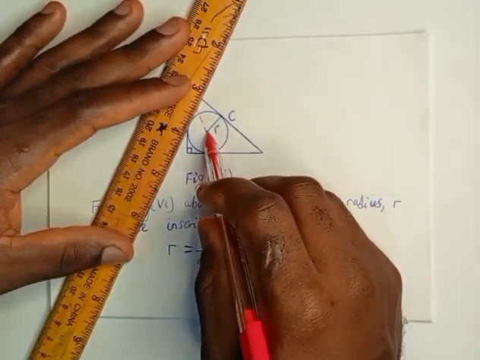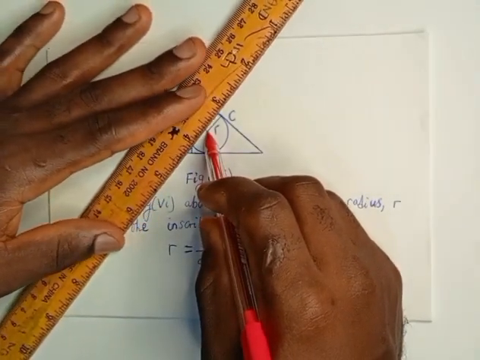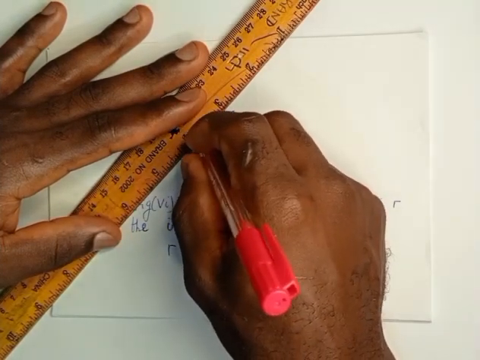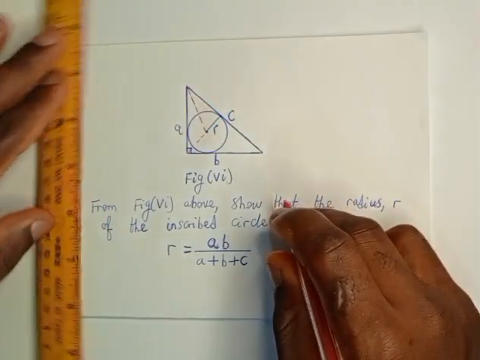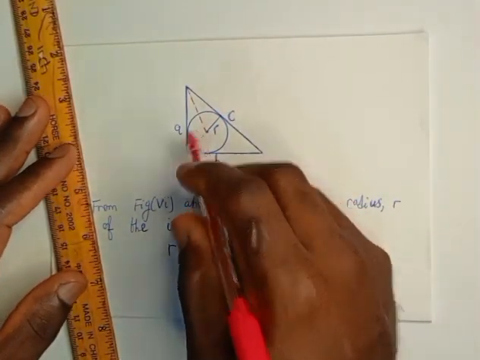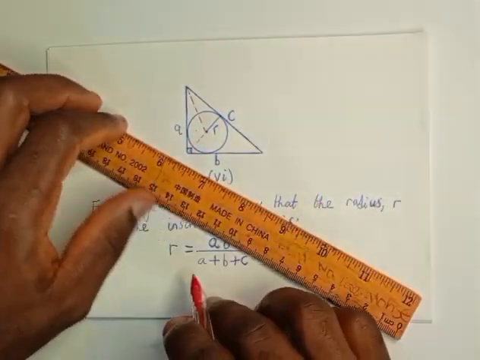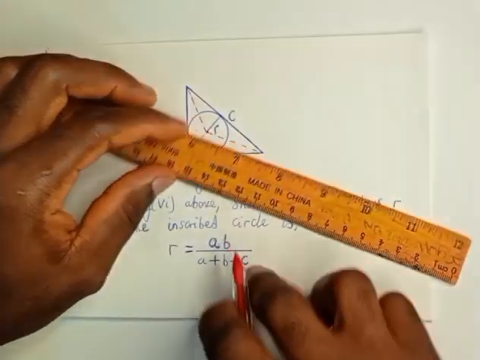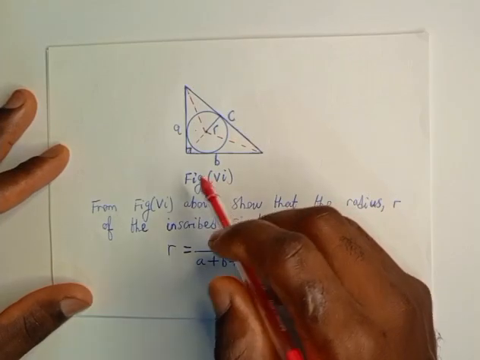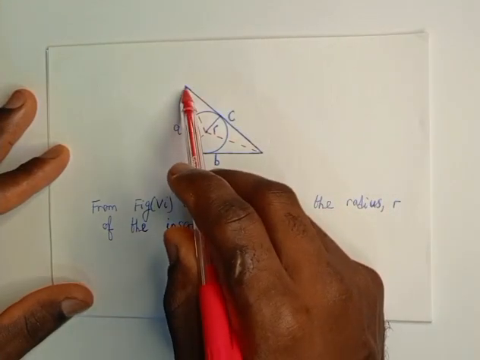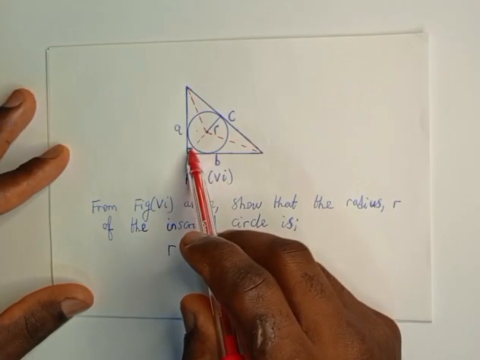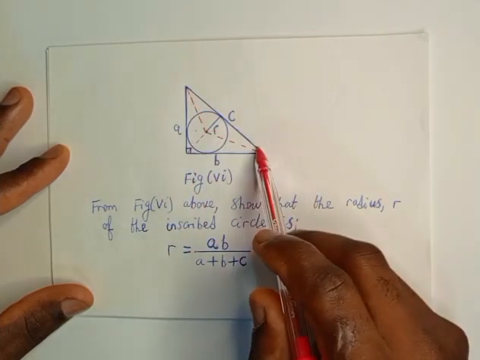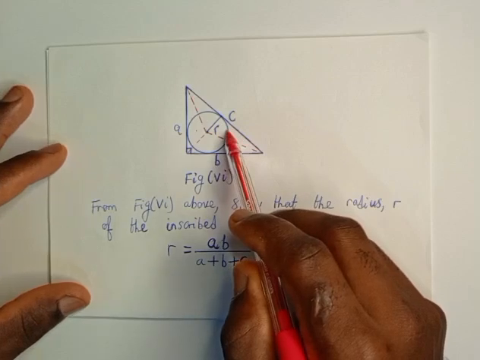This is the center of the circle, so we make good use of it while splitting the triangles. This is the first triangle. We have three triangles. This is the first one, the second, and this is the third triangle. There are three triangles.